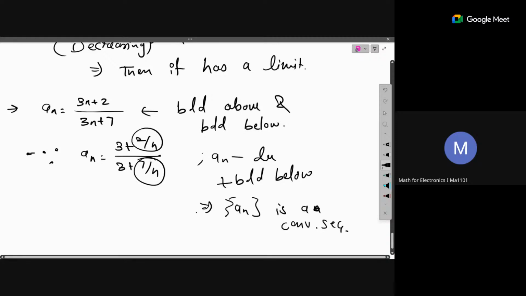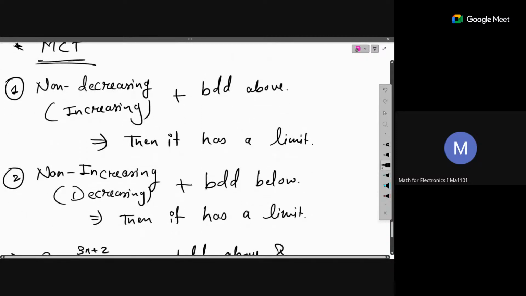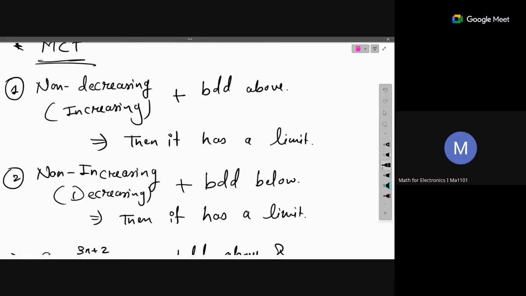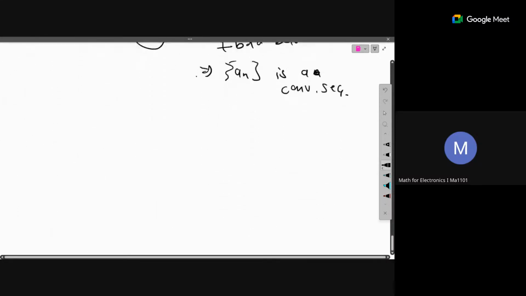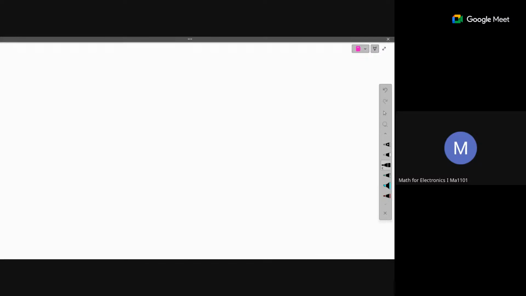The main application of the monotone convergence theorem occurs when you have a sequence given in recursion form, because there the increasing or decreasing nature is very easy to judge, and bounded above and bounded below you can also easily judge. For example, if you have a sequence given by a geometric progression or arithmetic progression, there also you can use this to find out that the sequence is convergent. Any doubt in MCT, the monotone convergence theorem? No, ma'am. No? Okay.